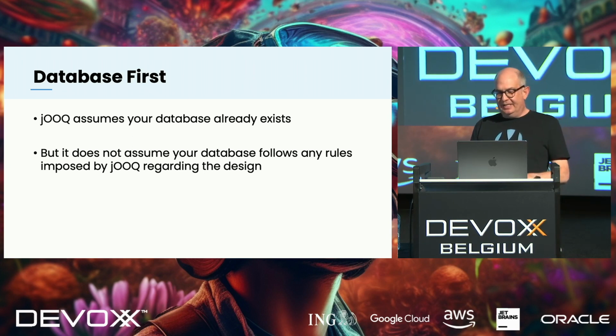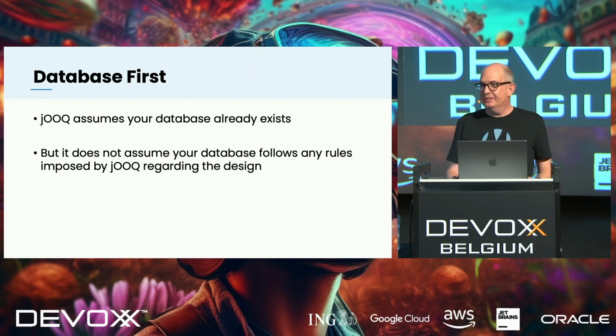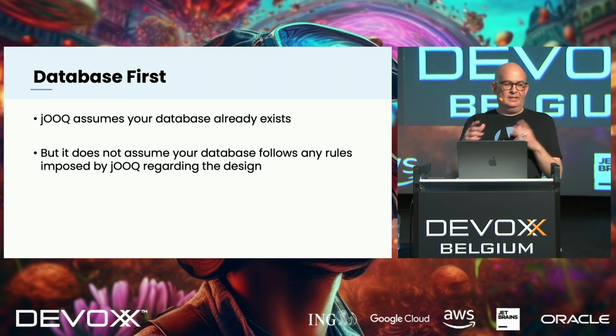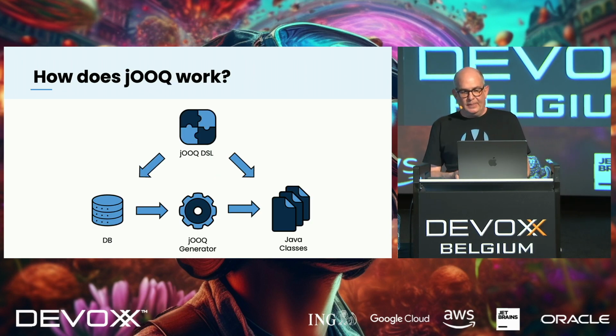The important thing is jOOQ does not tell you how you should create your database. So it really doesn't matter. You don't have a mapping or something. jOOQ takes your database and then it uses it as it is. And so we can have a look at how this works. jOOQ has two parts.